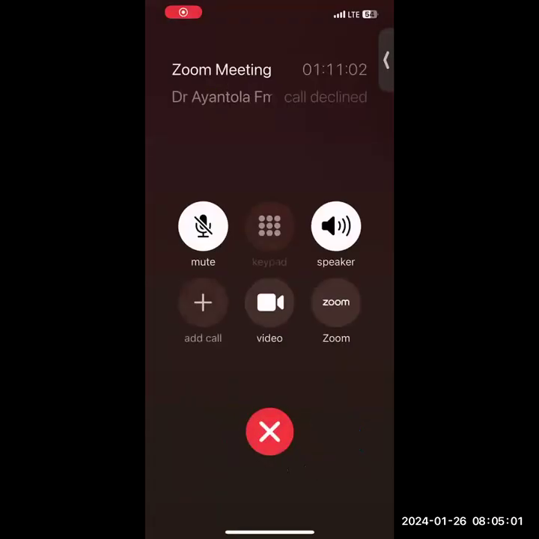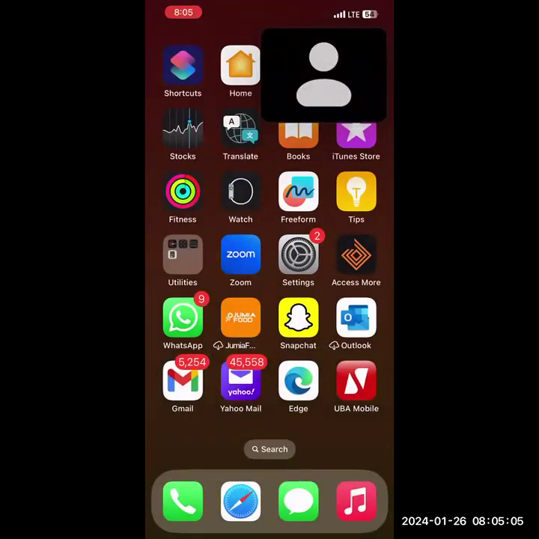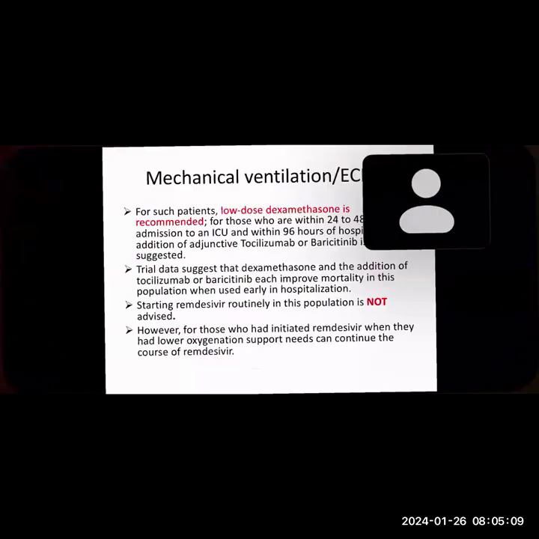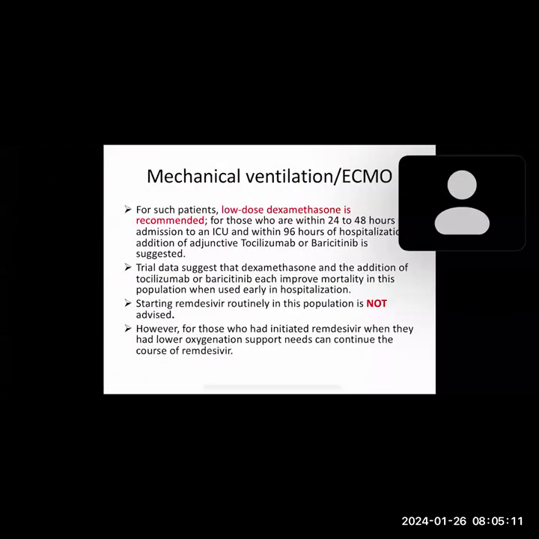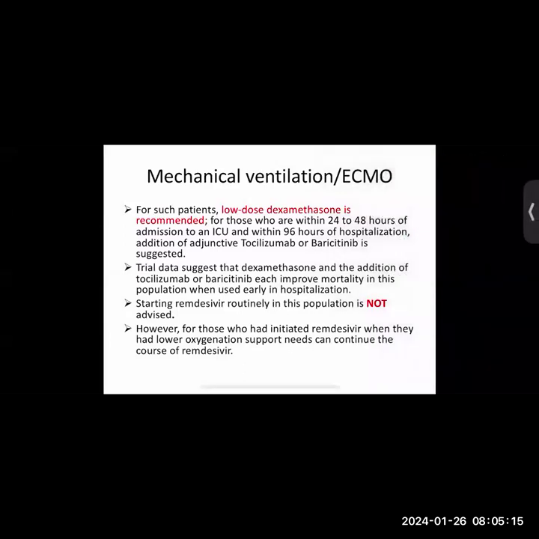Okay, for those that require mechanical ventilation. Try to round up, yeah. Okay, oh yes, I'll round up. I just have one or two more slides.